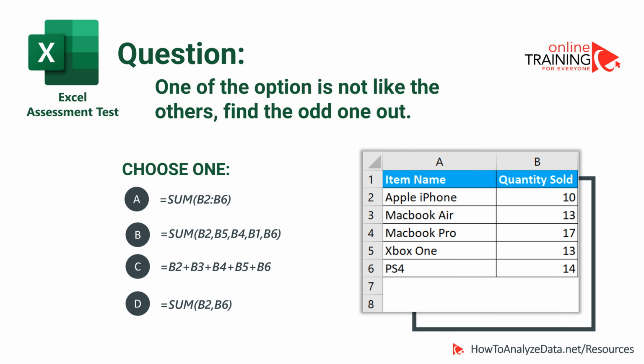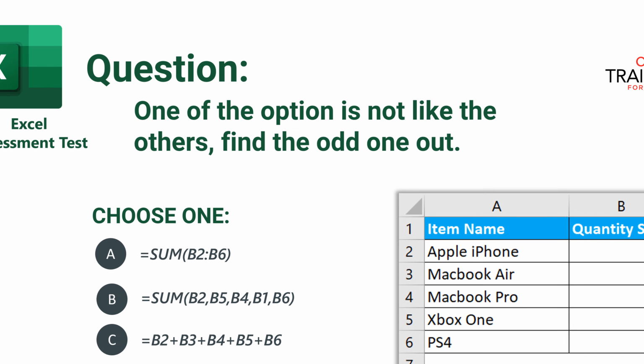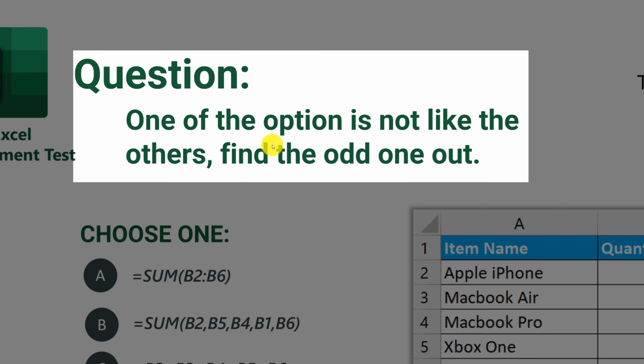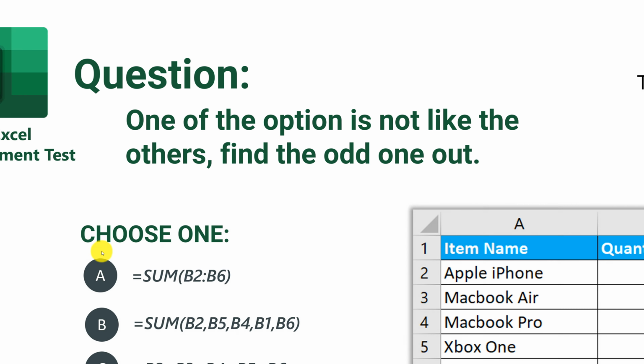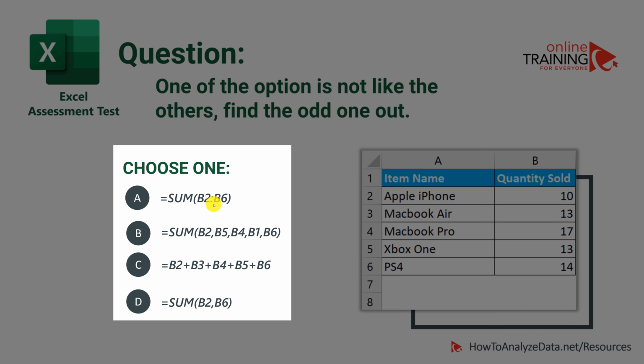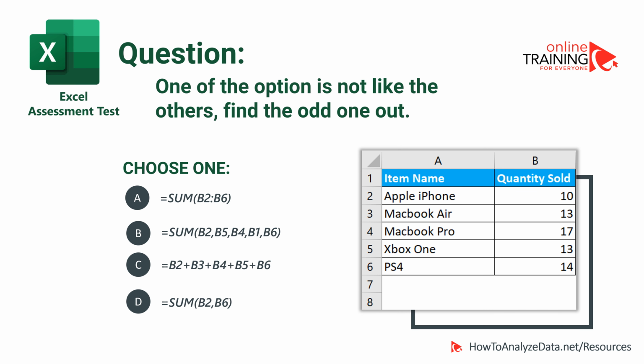Let's look at the question that tests your knowledge of Microsoft Excel formulas and functions. One of the options presented is not like the others. Find the odd one. So which one would you choose? Option A, we have some function. B, also some function, but lists the values. Then you have choice C, where we're adding 5 values. And then choice D, which is sum of B2, comma B6. So which one do you think is the right choice here?